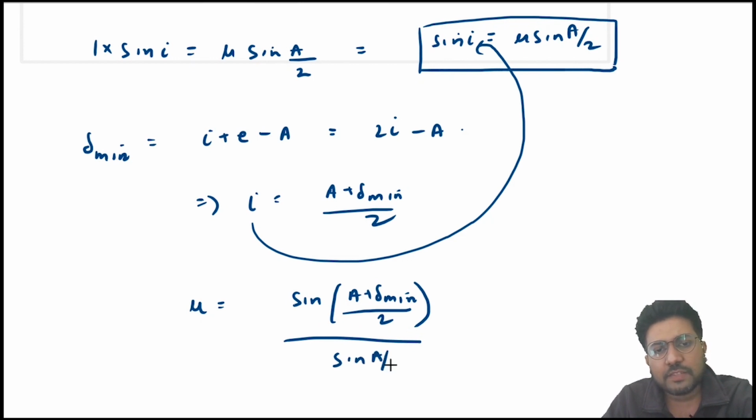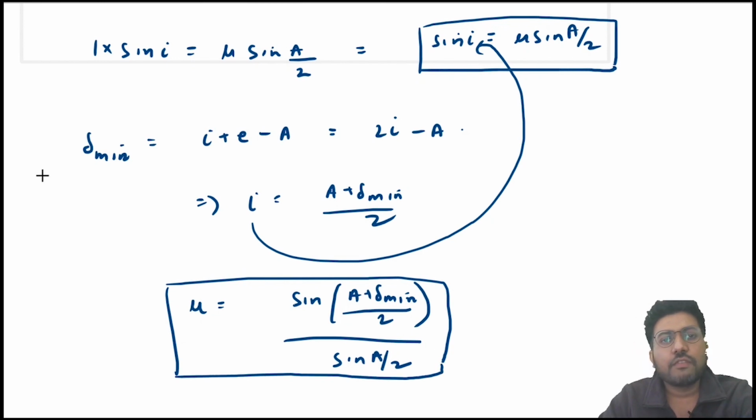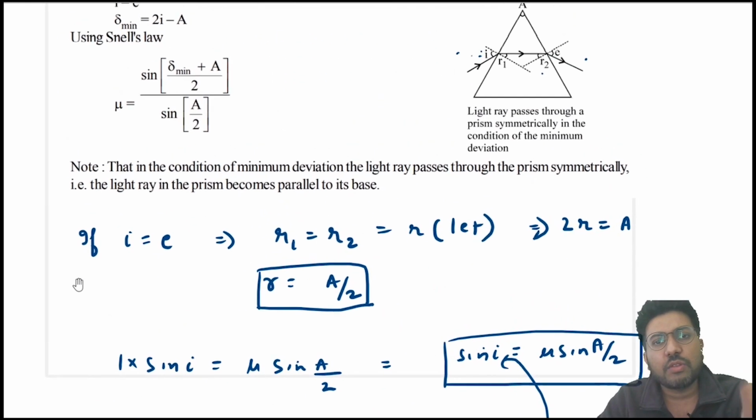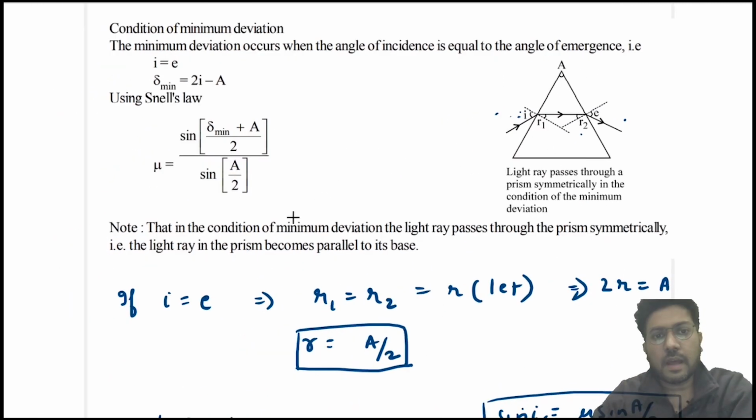So you can remember this formula, but even if you don't remember this formula, the basics you have to remember. That is, for the condition of minimum deviation, I is equal to E and R is equal to A by 2, and you can apply Snell's law on any of the surfaces. Now note that in the condition of minimum deviation, the light ray passes through the prism symmetrically, right? So if it is an equilateral or an isosceles prism, in that case the light inside the prism will be parallel to its base.